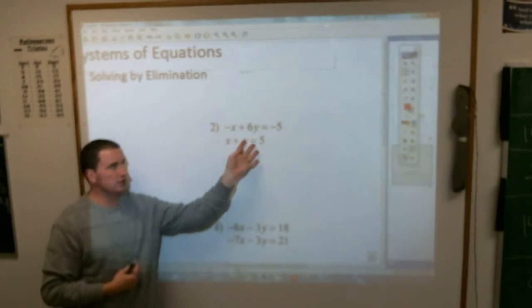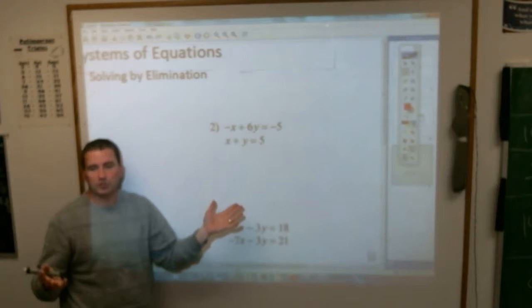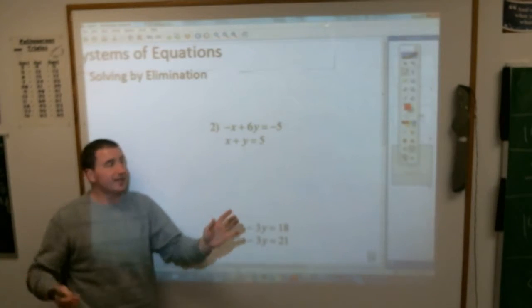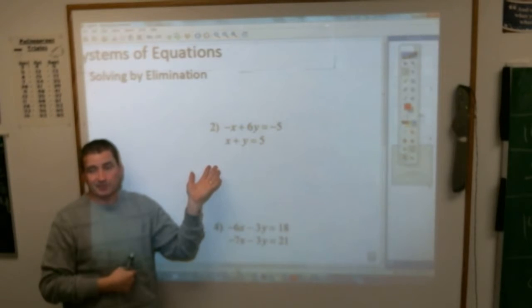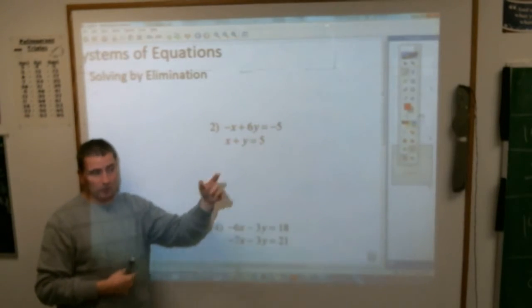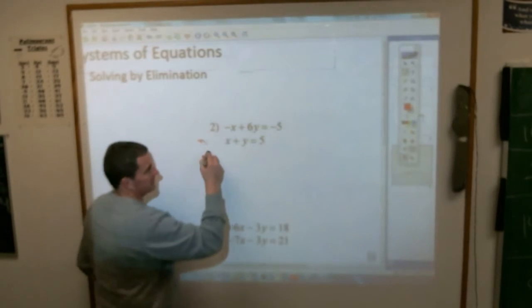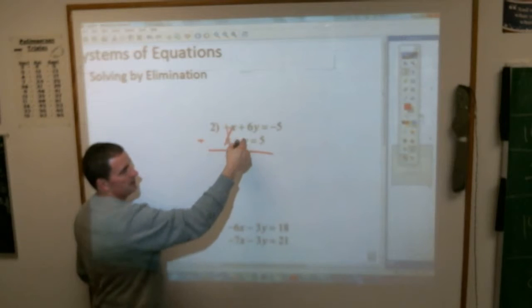In other words, when you look at the two equations, here I have a negative x and a positive x. Those are opposites, so when I add them, they're going to go away. If this would be a negative x and a 3x, when I add it together, it's not going to go away. But in this case it does. The y's aren't going to go away, they're going to stay. So in this case I can just add them together. Negative x plus x is no x's.